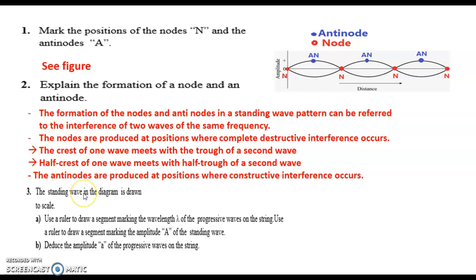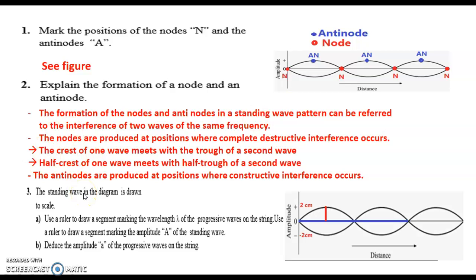The standing wave in the diagram is drawn to a scale. So here the blue segment represents the wavelength, because if you consider, for example, the incident wave, it includes a trough and a crest. So this distance here is the wavelength, and this vertical red segment represents the amplitude of the standing wave. Now we use the amplitude of the progressive waves.